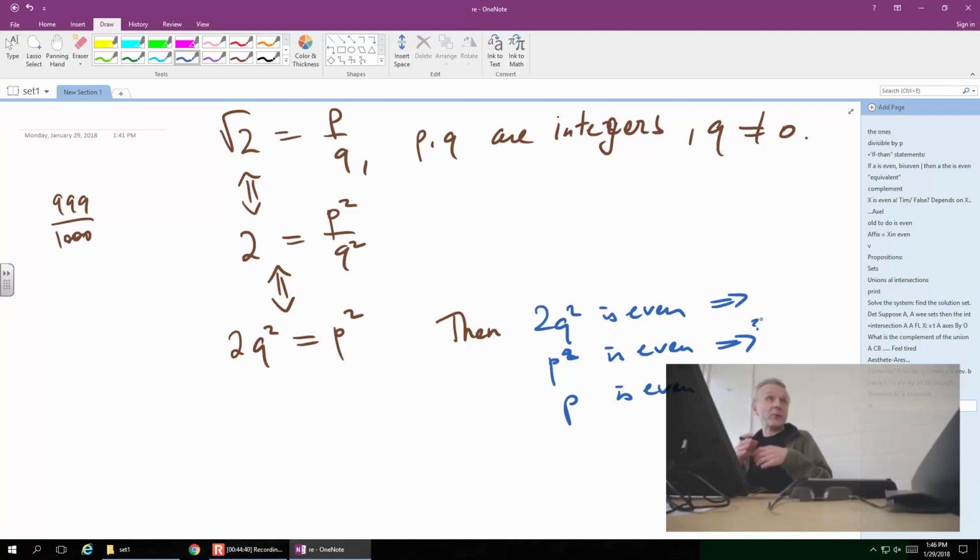So we're proving the contrapositive, right? Odd times odd, squared, is odd. So which means that you cannot have p squared even but p not even. Okay. So we're proving the contrapositive here, going in the right direction.